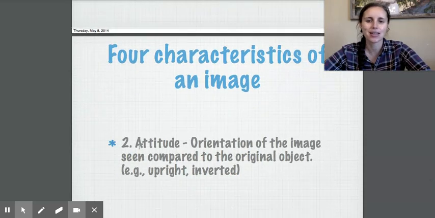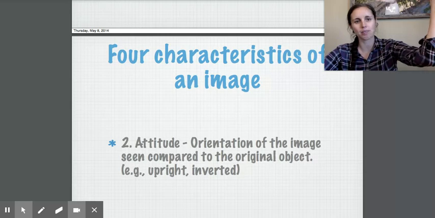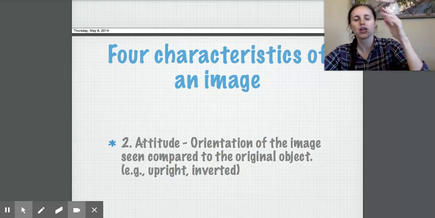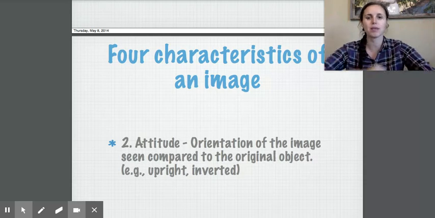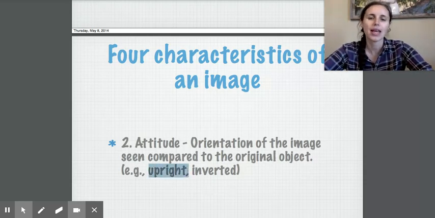The A we call attitude. All attitude means is, is it upright or is it inverted? So again, when you look in a mirror, you're standing straight up, you're upright, so we call that upright. If you ever look in a mirror and you look upside down, then that's considered to be inverted.